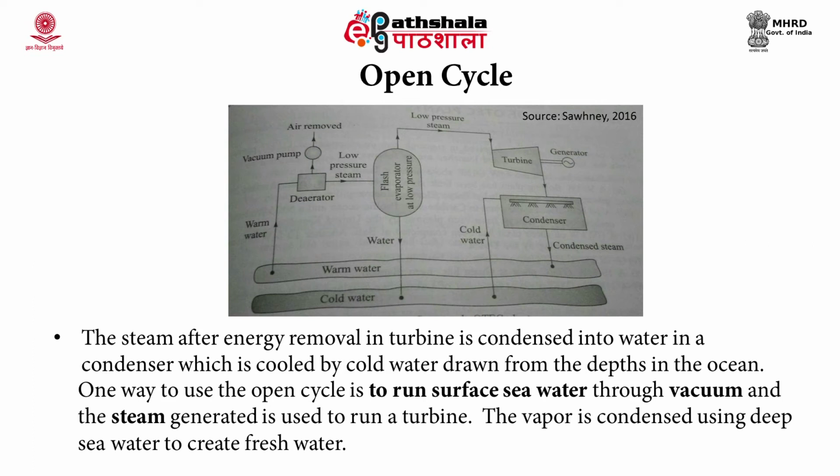So, one way to use the open cycle is to run surface seawater through a vacuum, and the steam generated is used to run a turbine. The vapor is condensed using deep sea water to create fresh water.